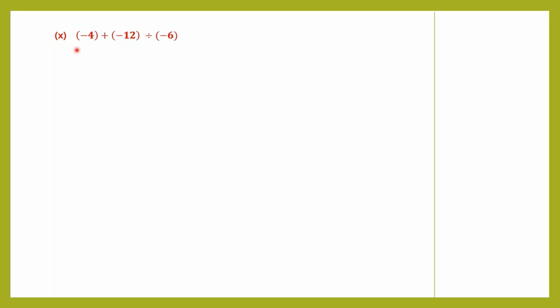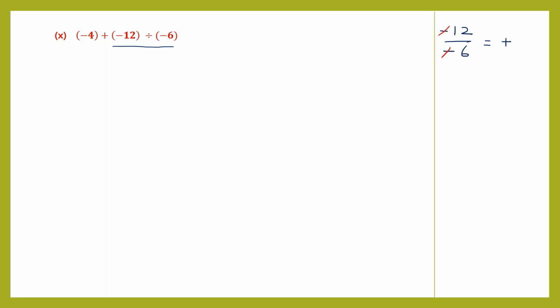Question 10, we have minus 4 plus minus 12 divided by minus 6. So the 2 operations are addition and division. And according to BODMAS, we need to do division first. So let's do that. We're going to divide minus 12 by minus 6. So in division, when the signs are the same, your answer is positive. So though there are 2 minus signs, our answer is positive. The 2 minus signs, you can cancel it off.